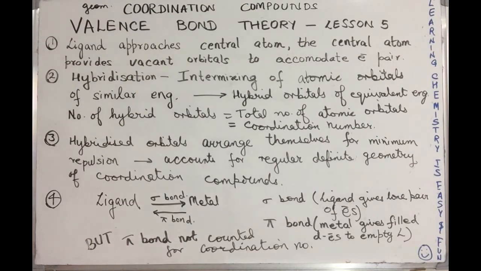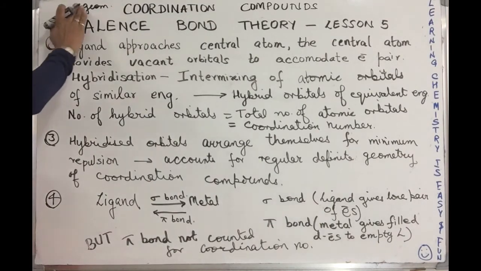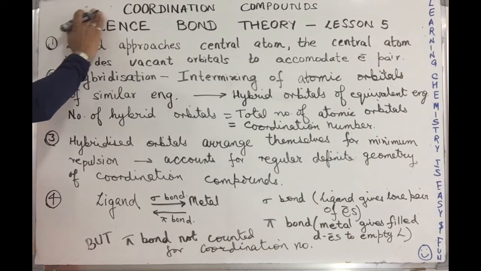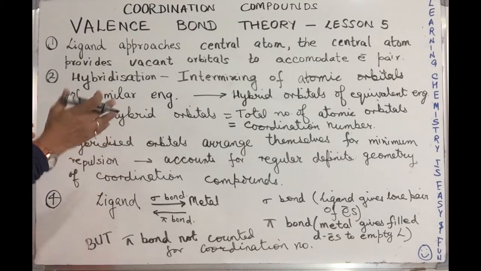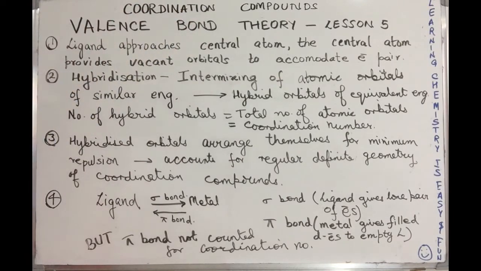right? So, in order to overcome the drawbacks of Werner's theory, which was a very basic theory, we have propounded the valence bond theory, right? Now, this particular theory you have already done under the heading chemical bonding. We are just going to adapt it to coordination compounds.